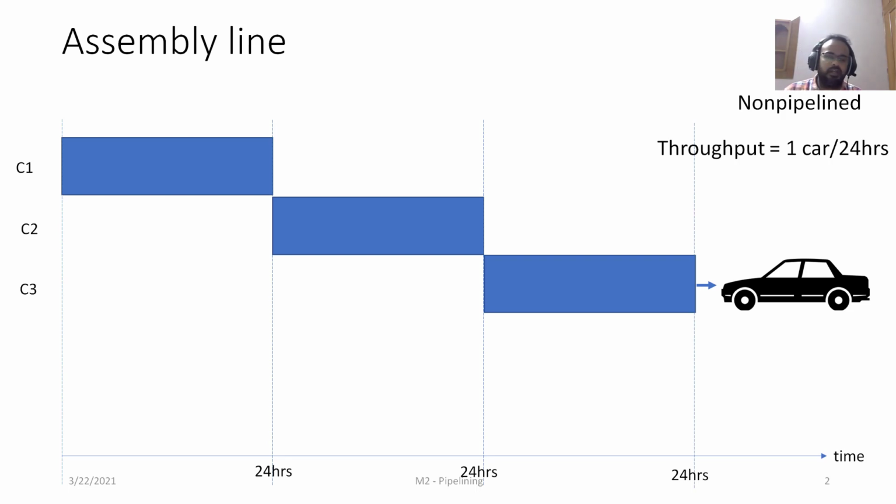Let's look at something more subtle. Again, we are exploiting parallelism, but in a very subtle way. That's why we call it pipeline. Let's see how it goes.